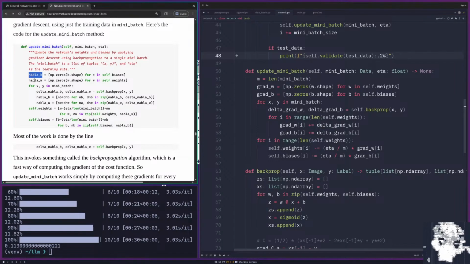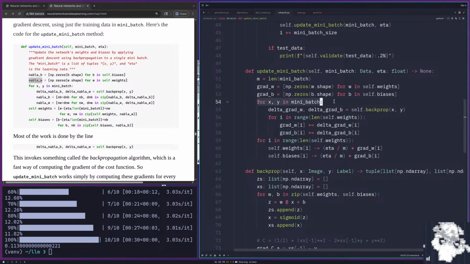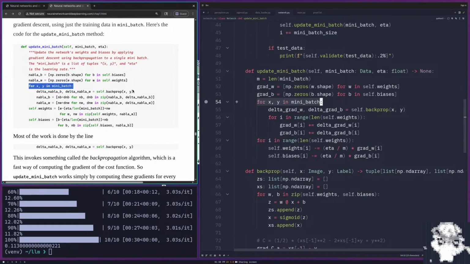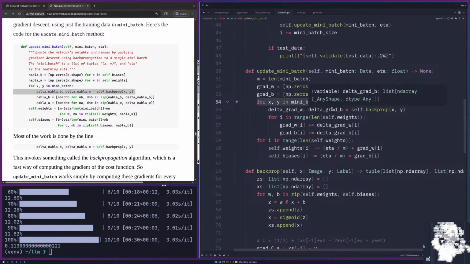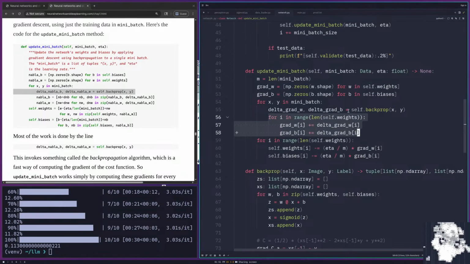So nabla B, nabla W. I'm calling those grad B and grad W. For XY in mini batch, that's the same. So all the way up to here, we're the same. Here we're also the same, but they're calling delta nabla B what I'm calling delta grad B. And here they're doing it in list comprehensions, and I'm doing it iteratively. But let's be certain that we're doing the same thing.